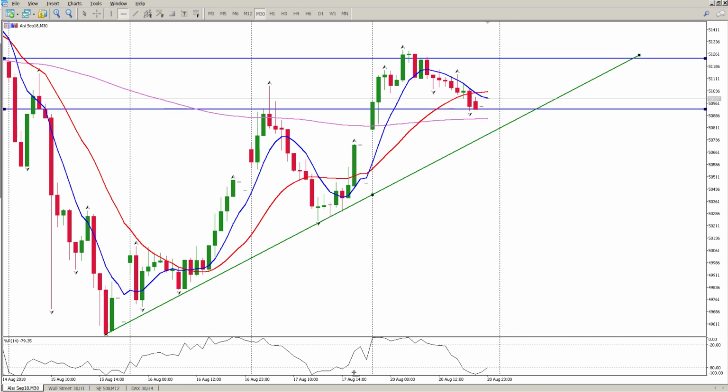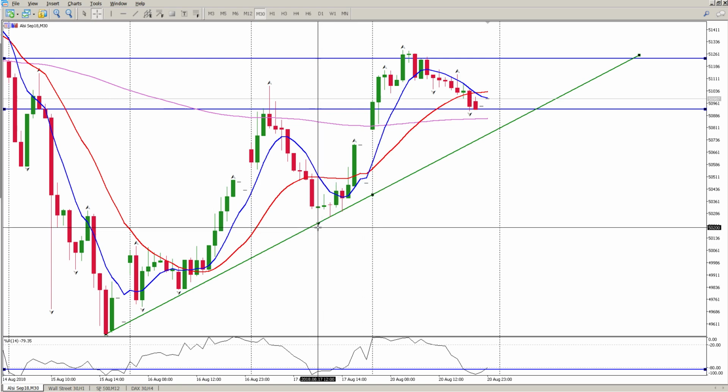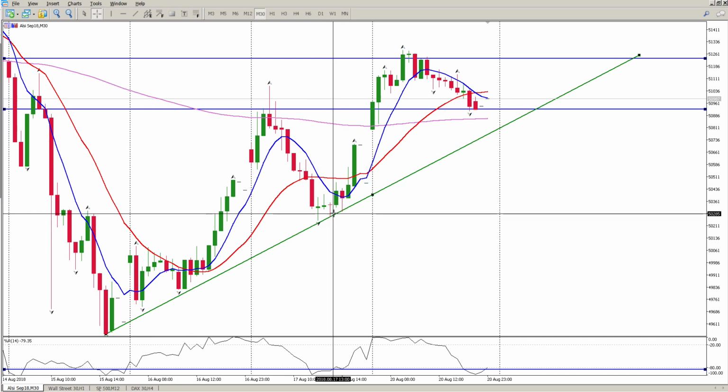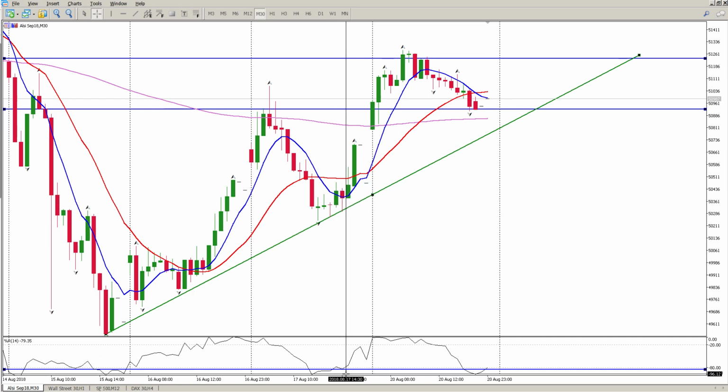So we have continuation divergence here. In other words, price made a low, then it made a higher low, whereas the indicator wasn't there. Let's just line it up. So if we go pretty much in this area here, if we take it from this pin bar here, you can see how the oscillator made a low, but when price made a higher low, the oscillator made a lower low. And this is an indication of continuation divergence to the upside.